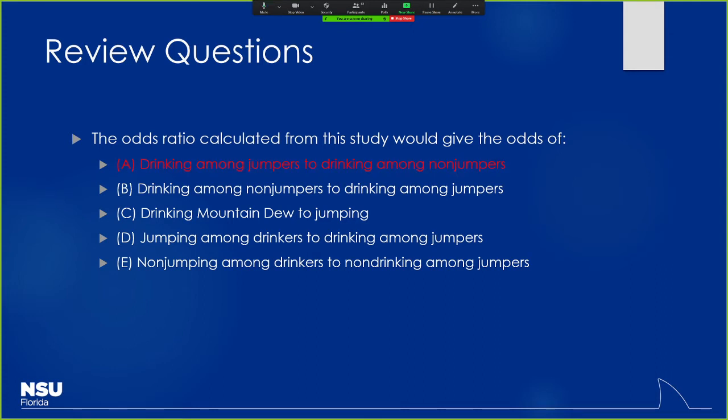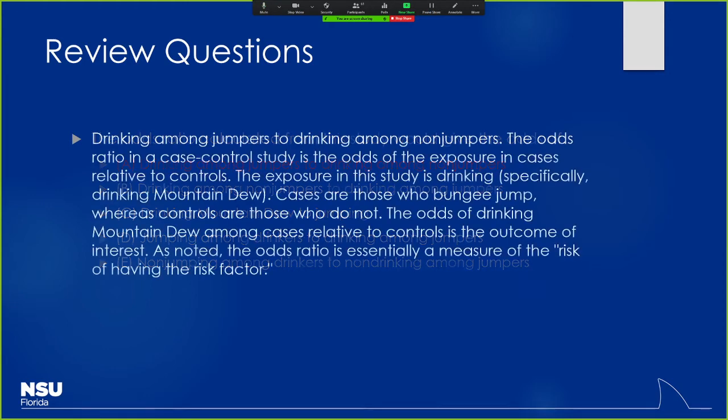So remember, this is basically where we're looking at our cases, the people that went jumping, and the risk of them having drunk Mountain Dew compared to those who did not go jumping, right? So again, we're seeing the odds of them having this risk factor in their history versus those that did not go jumping, okay? And again, this is analogous to any sort of case control study, whether you're looking at actual important medicine topics versus something as silly as this, right? Okay.